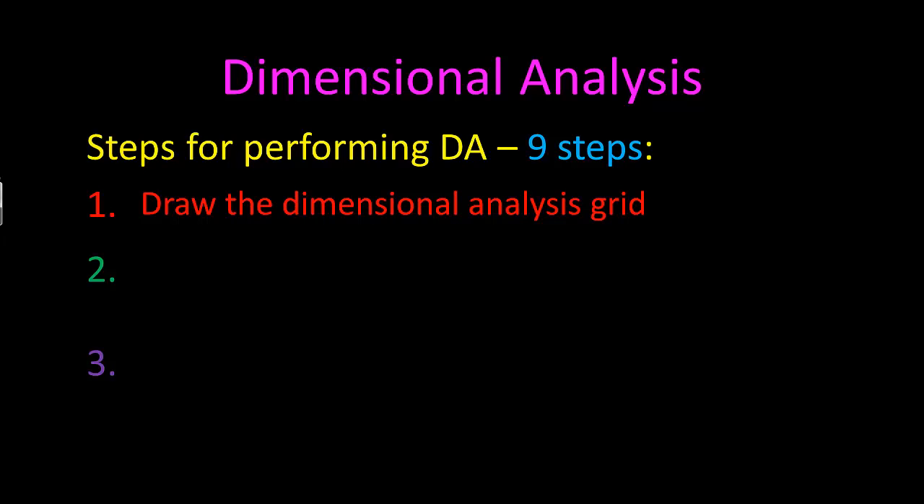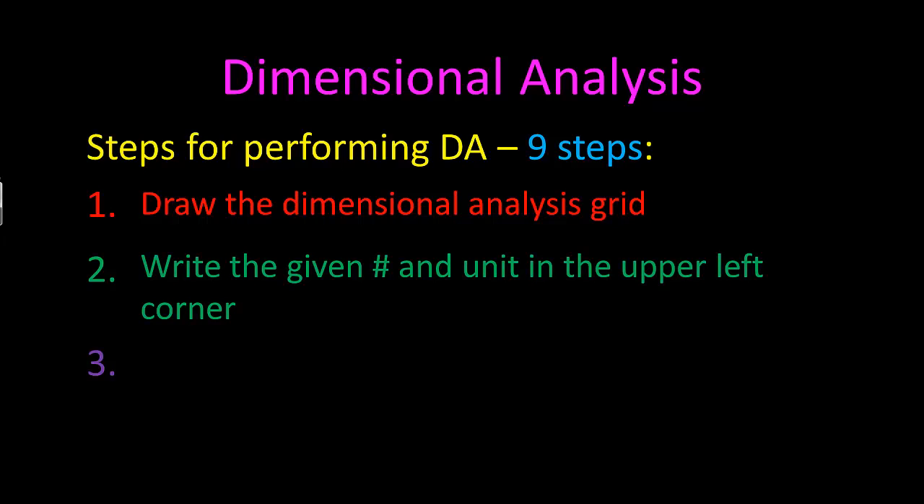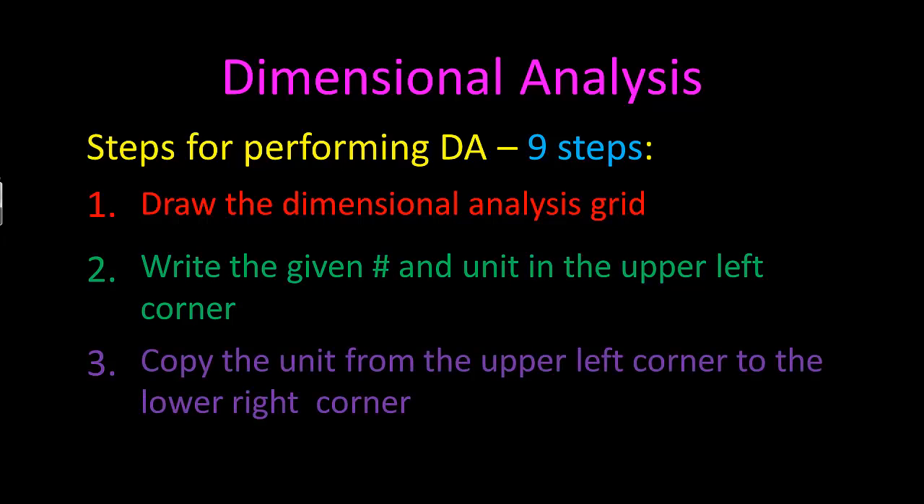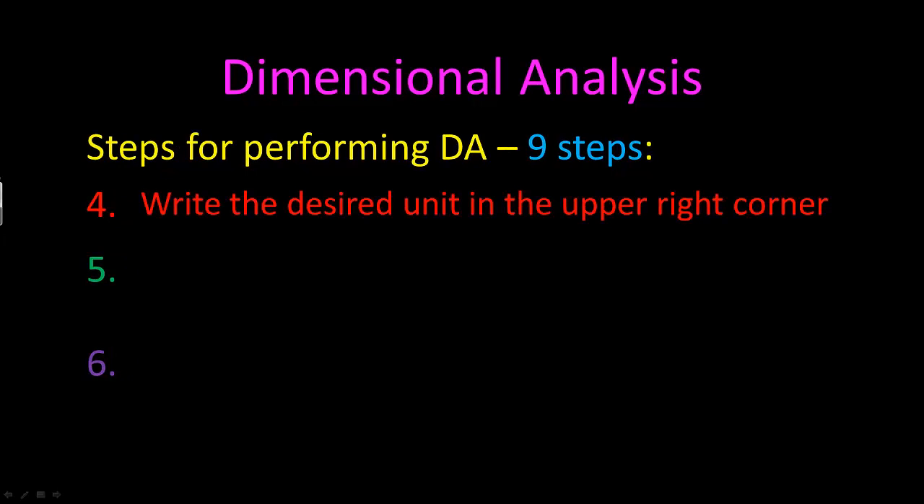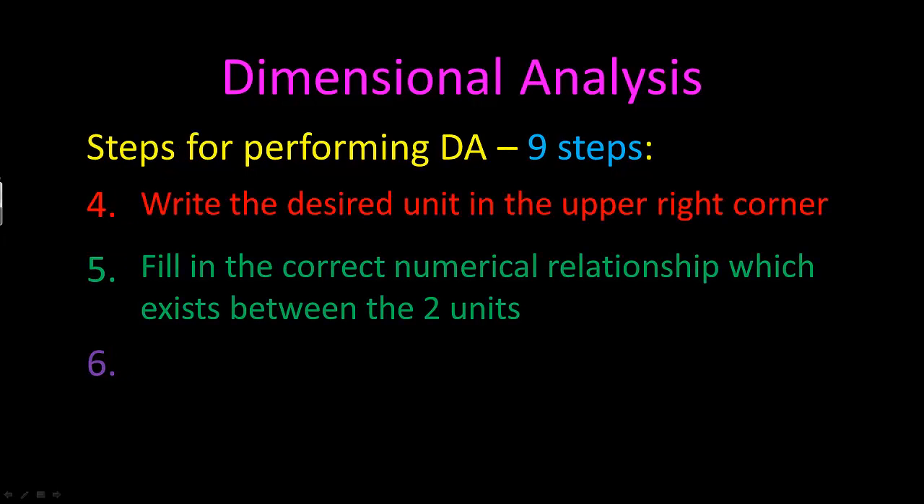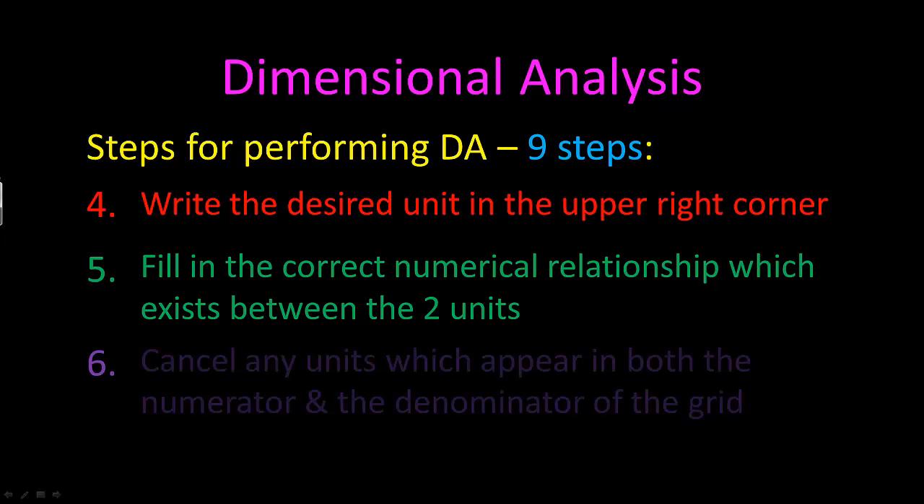The first one is to draw the dimensional analysis grid. Write the given number and unit in the upper left corner. Copy the unit from the upper left corner to the lower right corner. Guys, we are going to go over an example of this in just a few minutes, so just look at these and write them down. Fourth step is write the desired unit in the upper right corner. 5, fill in the correct numerical relationship which exists between the two units.